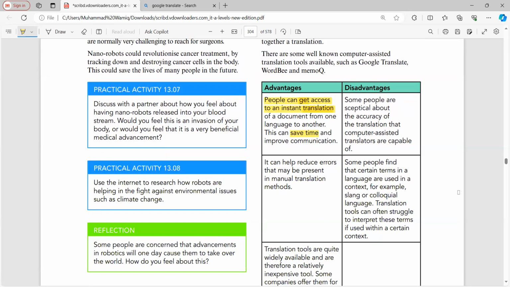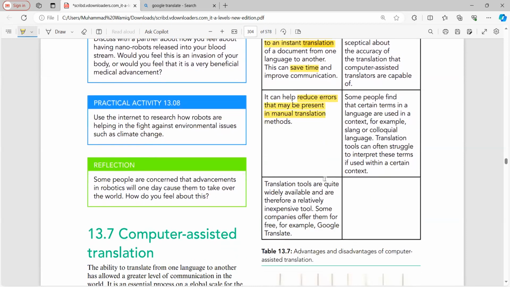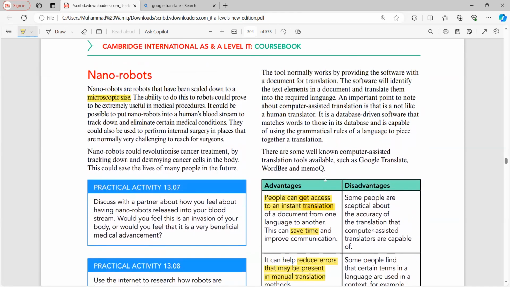Another advantage is that it can be used to reduce errors that may be present in manual translation methods. A disadvantage can be that some people might find it difficult to find their specific keywords and terms. Translation tools are also quite widely available and inexpensive. That is one of the advantages.